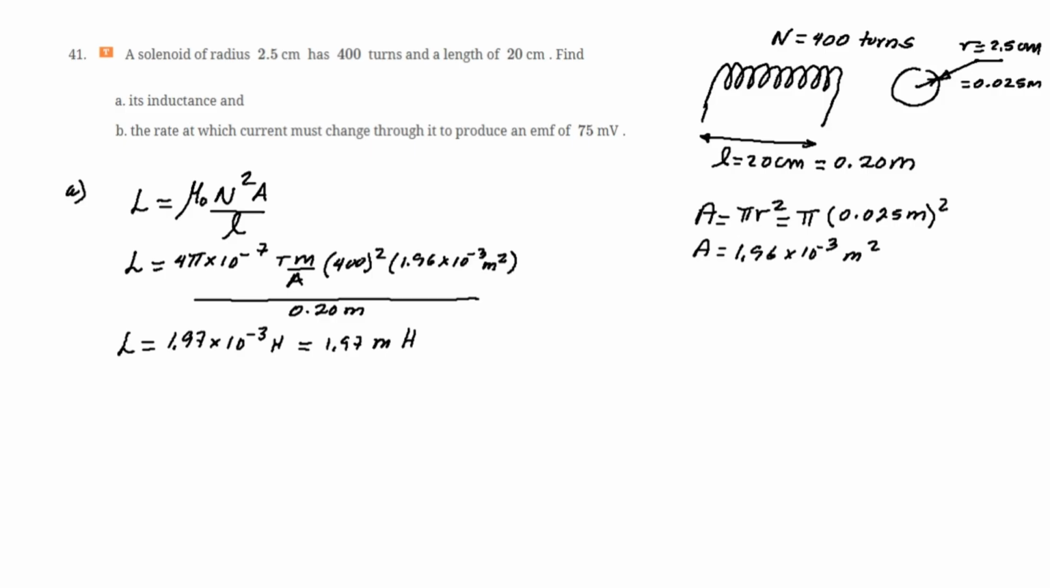The second question says that we must find the rate at which current must change through it to produce an electromotive force of 75 millivolts. So when they ask you about the rate at which current must change, they ask you to calculate delta I over delta T. This is the rate of change of the current.